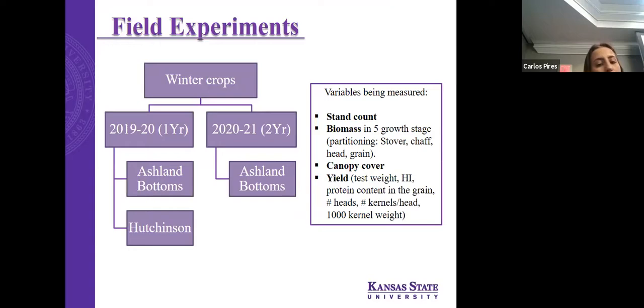So basically, in the first year, we have data from Ashland Bottoms and Hutchinson, partial data from Hutchinson, actually, because we didn't go ahead with the nutrients on the plants. And for the second year, of course, we have Ashland. The variables that we are measuring, as Romulo covered a little bit yesterday, are stand count on wheat, biomass in 5 growth stages. And from the biomass, we are also taking the partitioning, and we are also doing canopy cover and yield components.